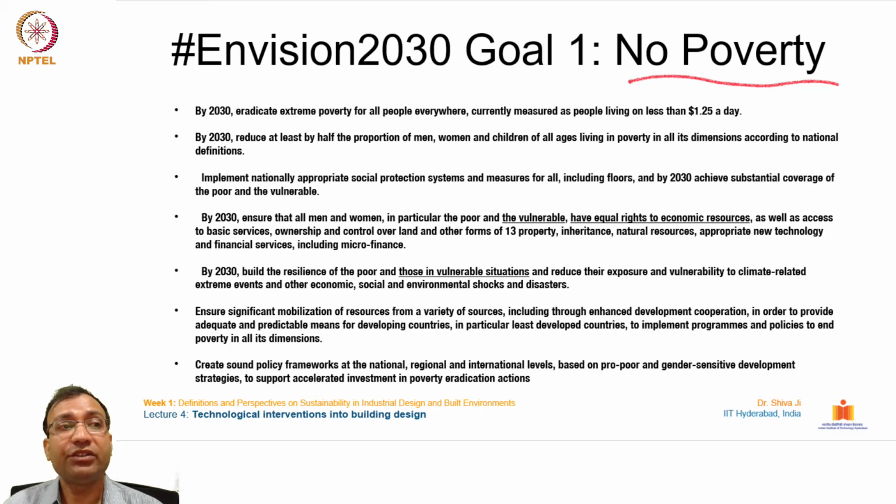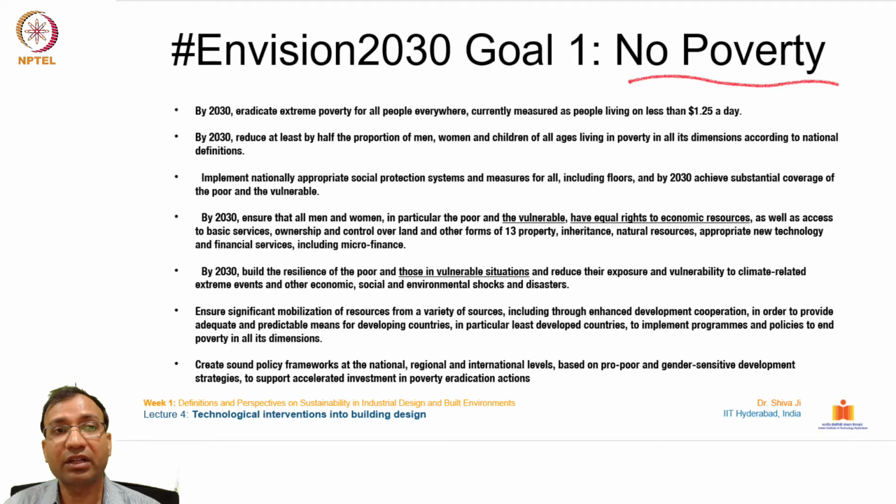Further, by 2030, ensure that all men and women, in particular the poor and the vulnerable, have equal rights to economic resources as well as access to basic services, ownership and control over land and other forms of property, inheritance, natural resources, appropriate new technology and financial services, including microfinance.